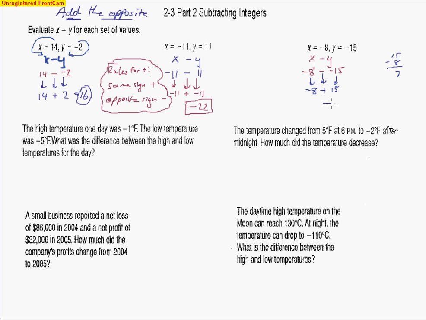So I know 7 is the right number. Now, is it positive or negative? Well, we go with whichever one is further from 0. 15 is further from 0, so that's why it's a positive 7.